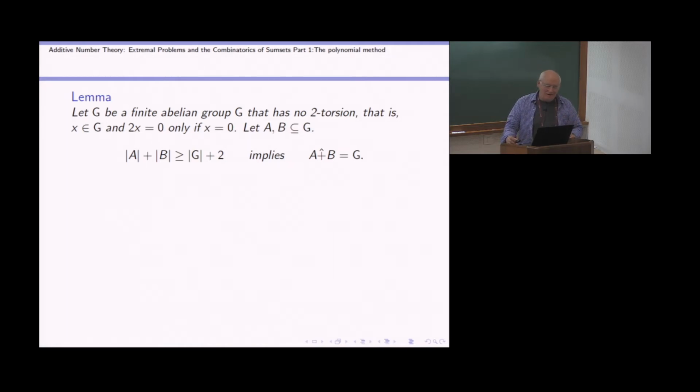So again, we have a couple of very elementary lemmas. Suppose you take a finite abelian group that has no two torsion. That just means that if x is in the group and x plus x is 0, then x is 0. So in this case, if the size of A plus the size of B is at least the cardinality of G plus 2, then the sums of pairwise distinct elements A plus B give you the whole group. In the previous case where we didn't look at distinct summands, we had a 1 here instead of a 2.